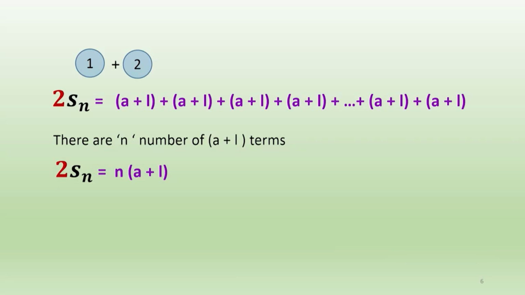We should make Sn the subject here because we are going to find the sum of the first n terms of an arithmetic progression, not 2Sn. So we have to remove the coefficient of Sn, that 2. How do we remove that 2? We can divide both sides by 2 to get Sn. Then we get the formula: Sn equals n over 2 times (a plus L).